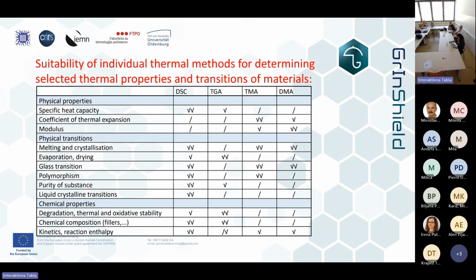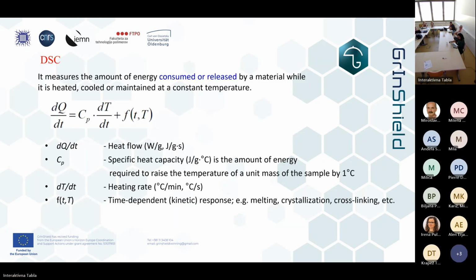So here are the 4 thermal characterization techniques. We already heard something about DMA. TMA is another one, but there is no time to go into the details now. So as we see, there are many tests we can do, and some techniques are more suitable for some and others for the others. So first, let's talk about DSC. I think this is the basic thermal characterization technique for polymers.